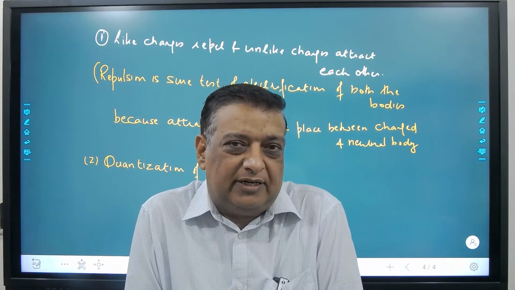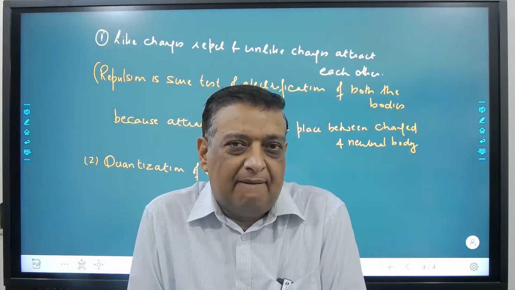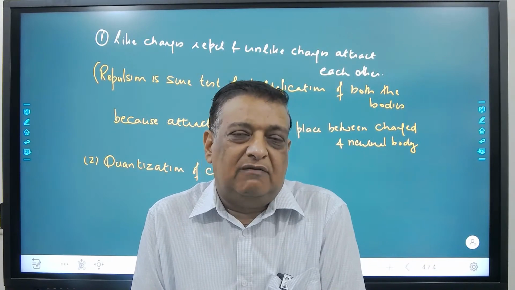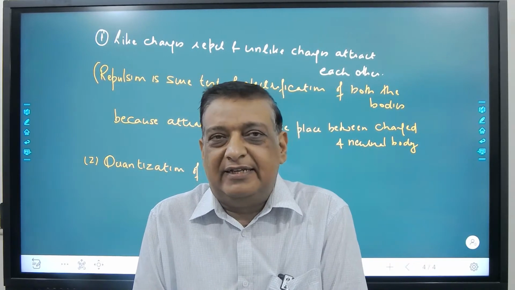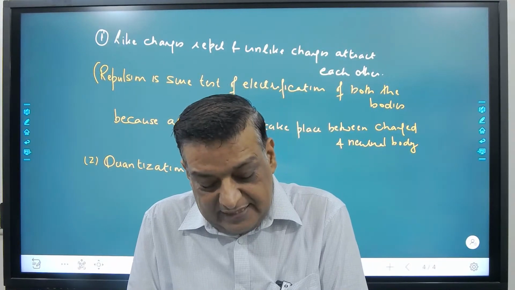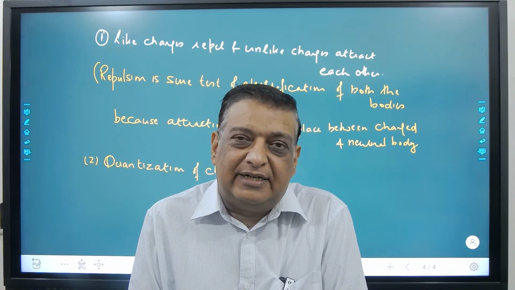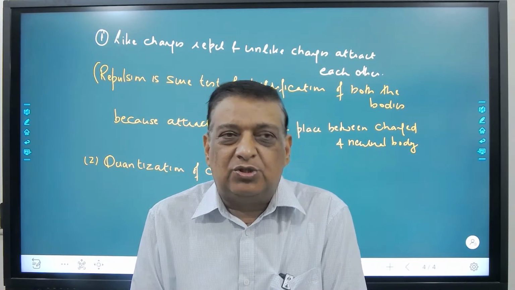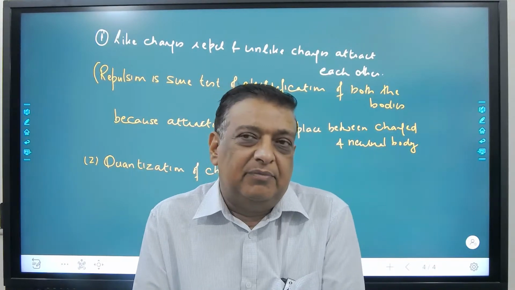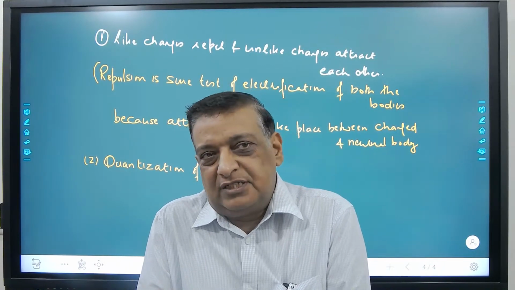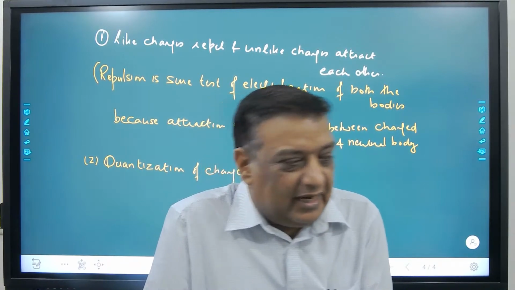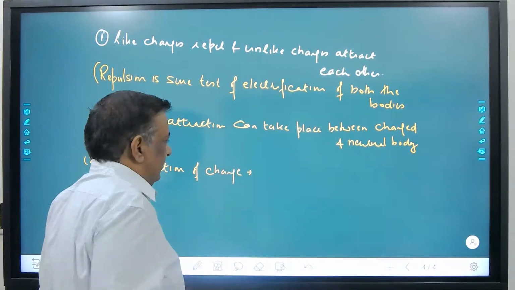Bohr's second postulate says that angular momentum of electron cannot have any random value. It's always a multiple of h by 2 pi, where n is any integer. Similarly, we say that charge is quantized. It cannot have any value. It's always an integral multiple of a minimum value called quanta of charge, which is charge on electron or proton. So we say charge is a quantized physical quantity.